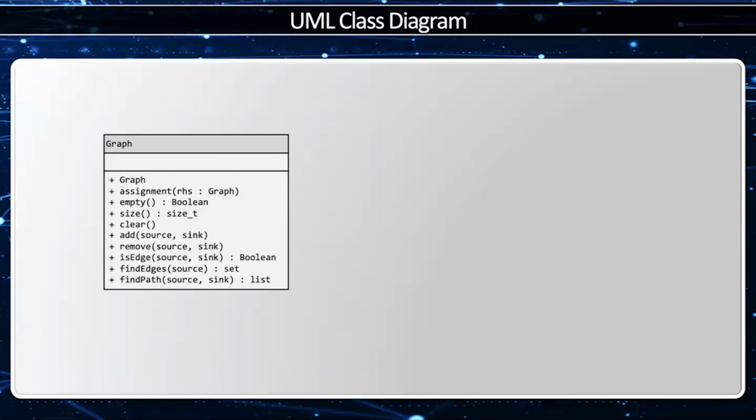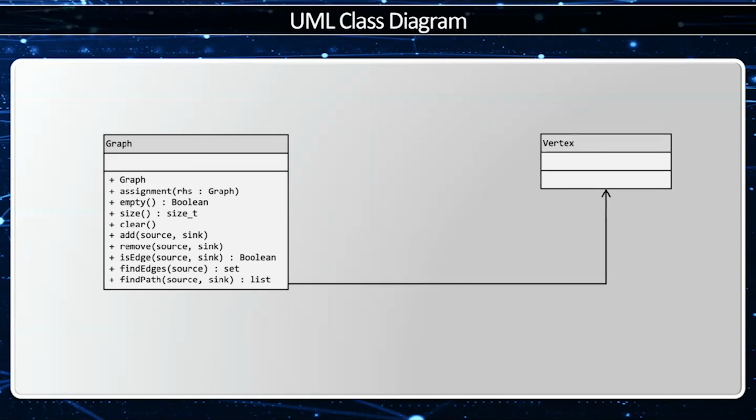The UML class diagram for the array of sets consists of a graph class, and the graph class has the usual public methods: a constructor, an assignment operator, empty, size, and clear. It also has an add, where I'm going to add a new edge, remove an existing edge, is edge to determine if an edge exists between a source and a sink, find edges, find a set of all edges from a given source, and find path, which will return a list of vertices from a source to a sink. Now notice how add, remove, is edge, find edges, and find path all refer to a vertex. Therefore, there is a vertex by reference.